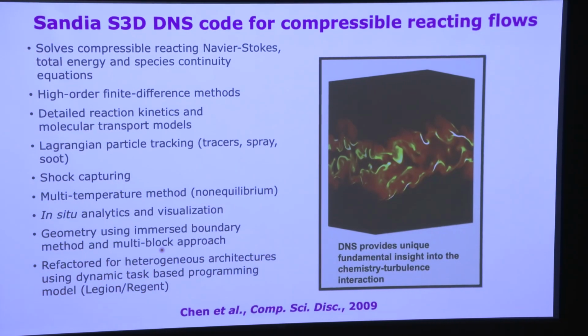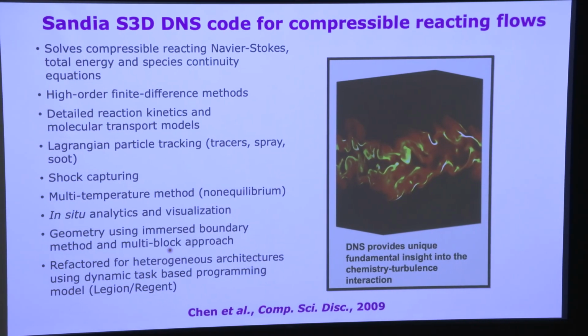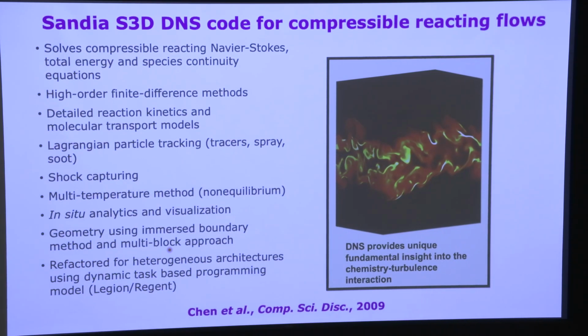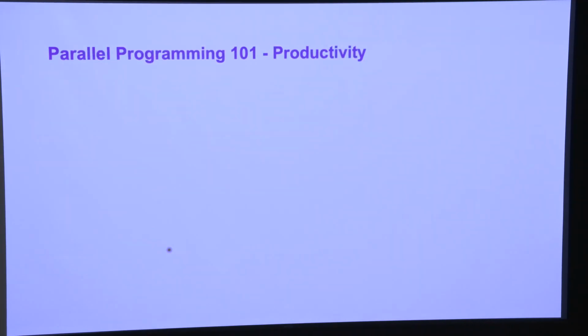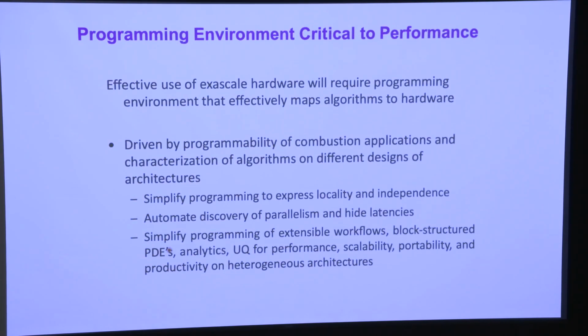The second code that was developed here is S3D, which, as I already talked about, I can just skip this one because I've already described this code. But I want to say one thing about S3D, because it was kind of an experimental code for computer scientists that were looking at programming models and runtime systems that are important to get performance out of your code.